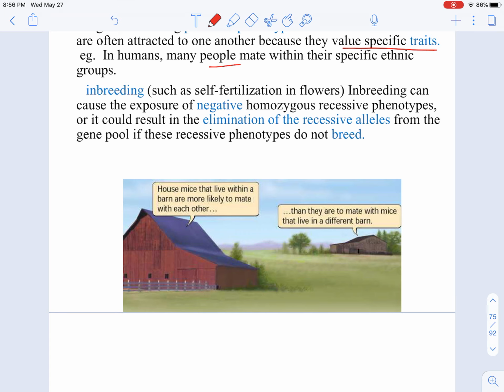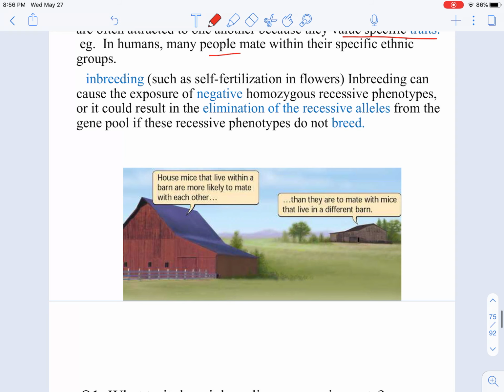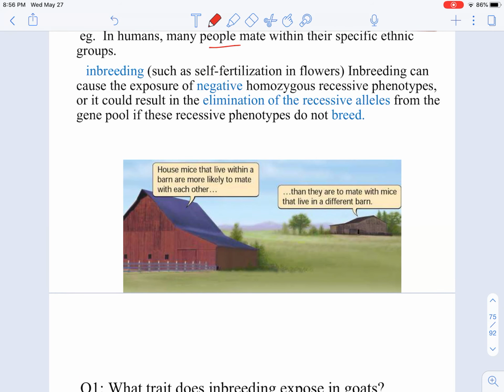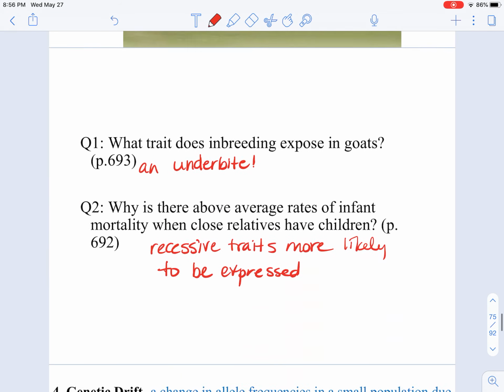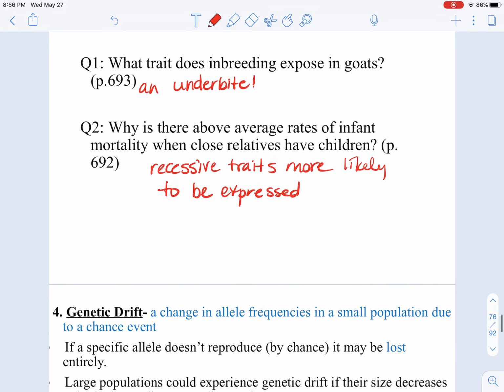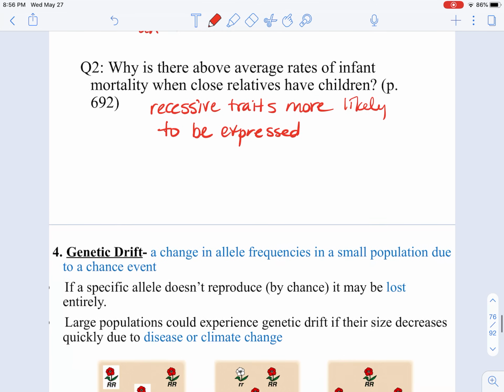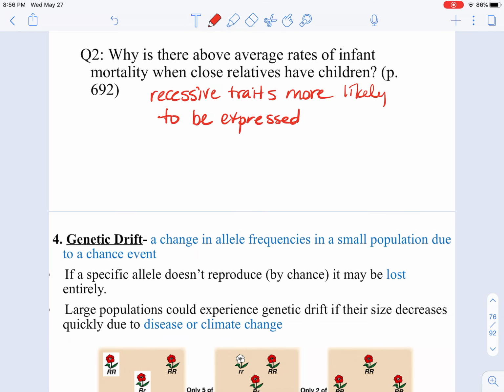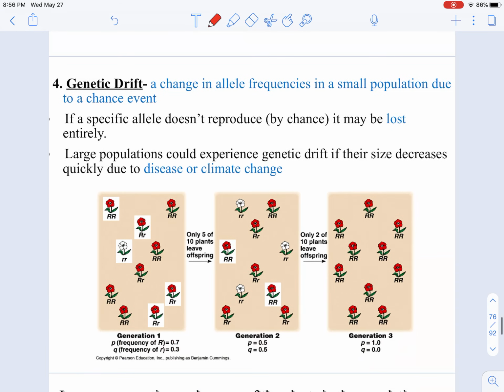Another thing that could happen is that some alleles could be eliminated if they mate that way. So in goats, inbreeding has caused expression of an underbite, and that's kind of common with them if that happens. And of course, close relatives with kids, they tend to have that recessive trait more likely expressed. Okay, fourth agent of change is genetic drift.